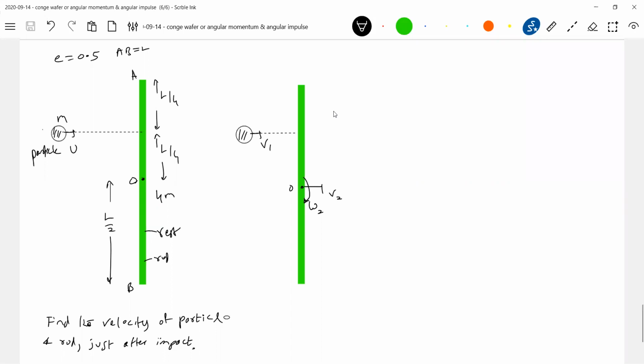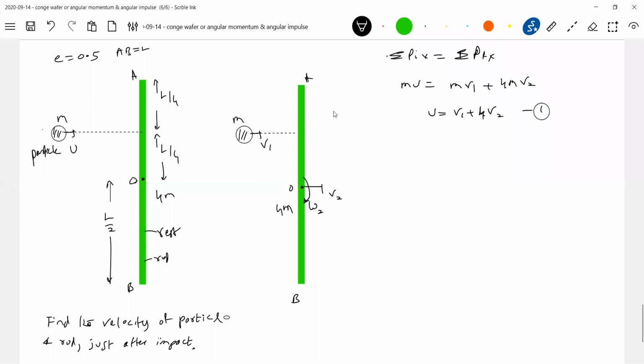So definitely what you can say is that the rod is set free to rotate, so it will rotate about its center. Then applying conservation of linear momentum, initial momentum equal to final momentum. Initial momentum mu, final momentum mv1 plus, this is 4m, v2. So one equation.